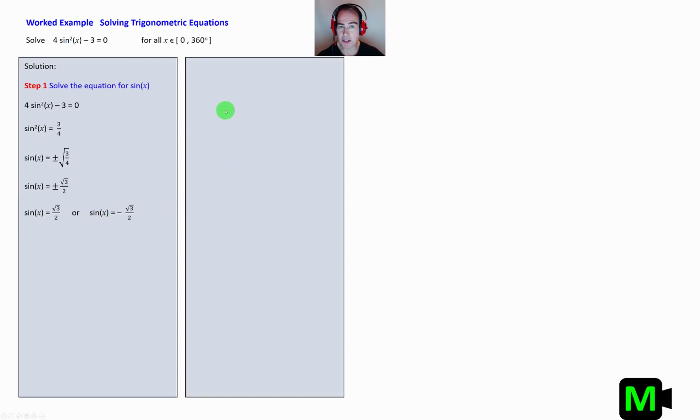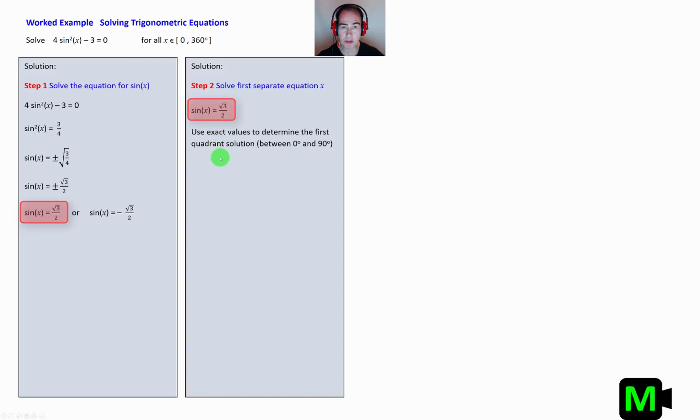So, the second stage in this solution. Let's look at the first equation. Step 2, solve the first separate equation for x. That is the positive root 3 over 2. So we'll rewrite that down. And now we use our table of exact values to determine the first quadrant solution. That is the solution for the angle between 0 and 90 degrees.